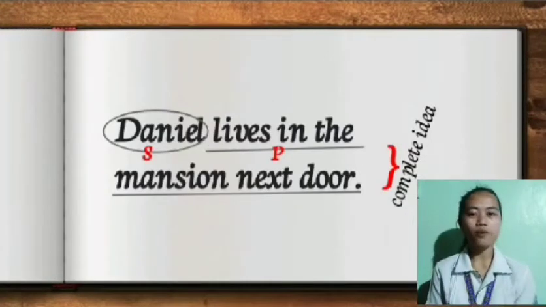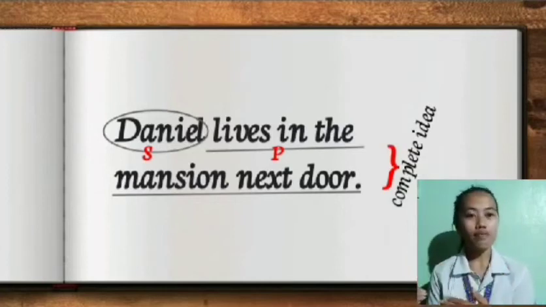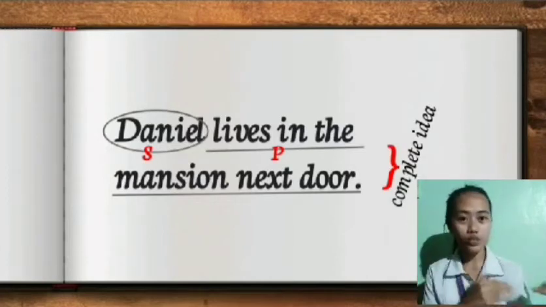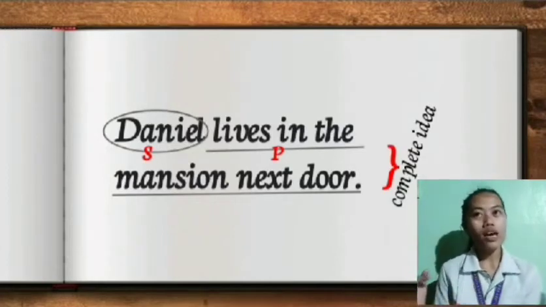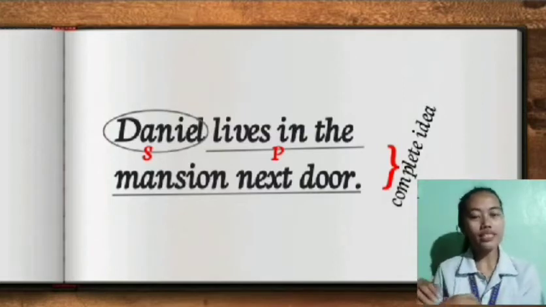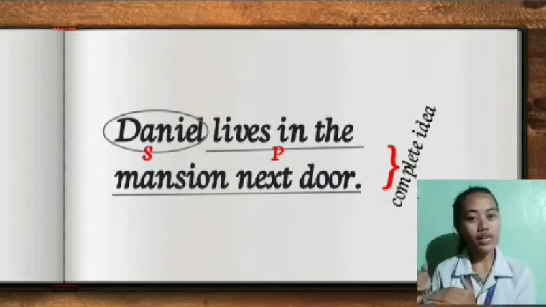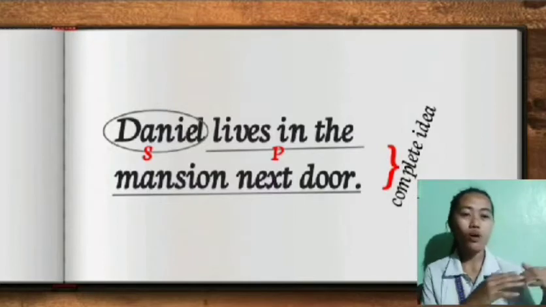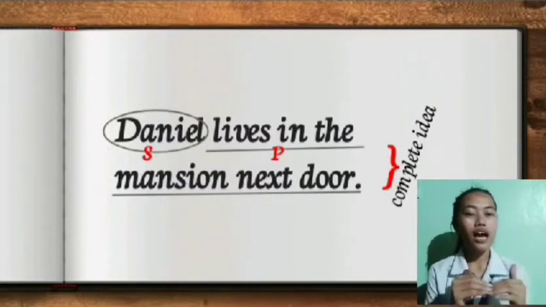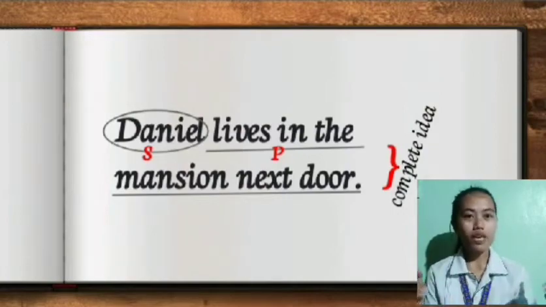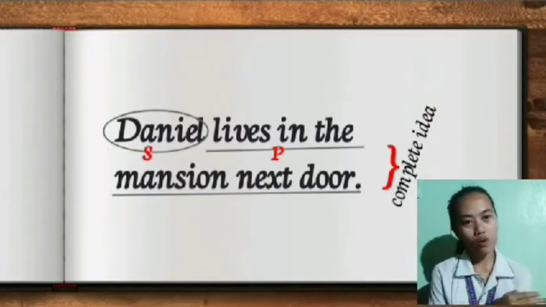Let's say, for example, Daniel lives in the mansion next door. So, the subject here is Daniel, because he is being referred to in the sentence, while the predicate is the phrase lives in the mansion next door.